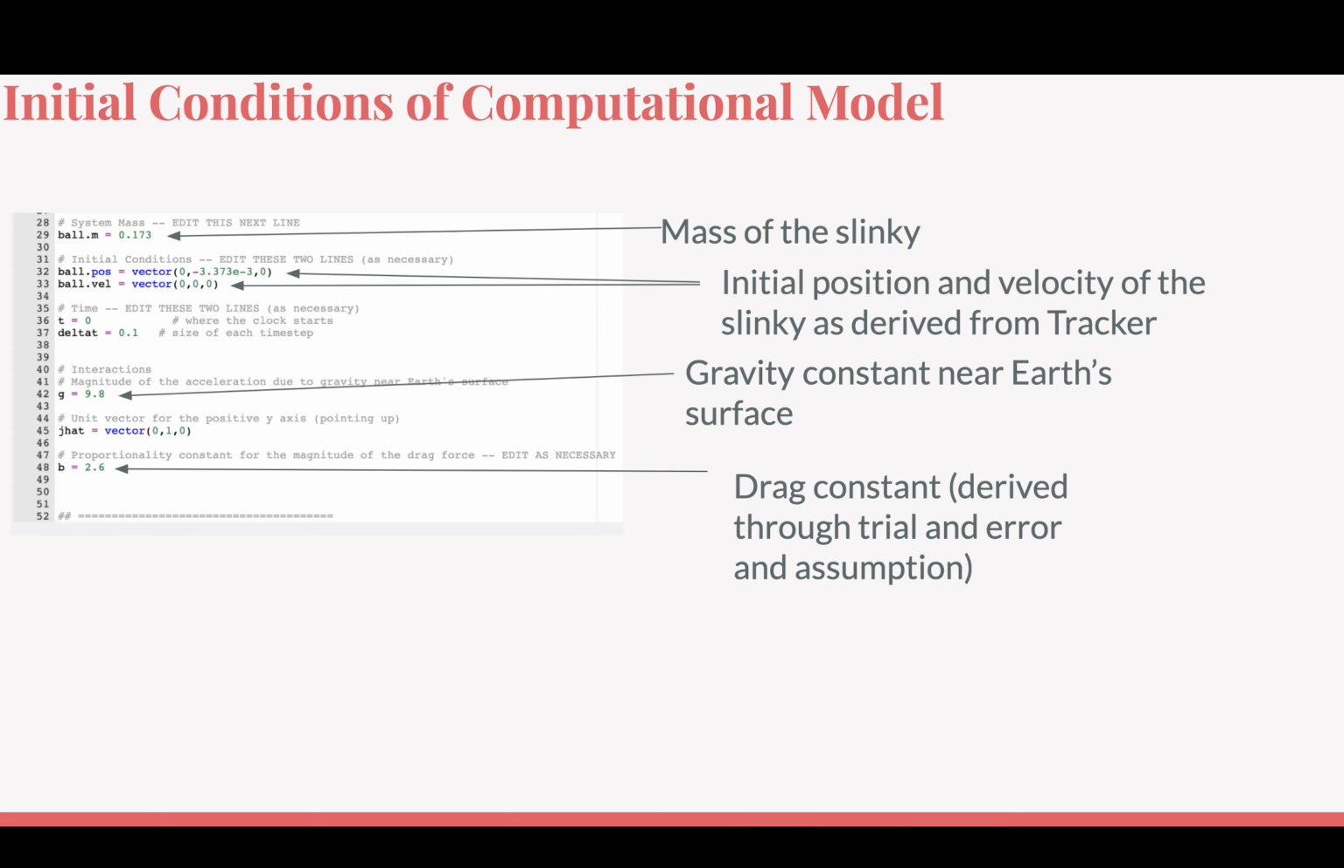As always, there are initial conditions in the iterations of the computational model. As for the initial conditions, it was pretty standard compared to the other labs. I inputted the mass of the slinky. I inputted the initial position and velocity of the slinky as derived from Tracker, although it's important to note the initial velocity is 0 because the slinky was released from rest. I inputted the gravity constant near Earth's surface and the drag constant. Like other labs before, the drag constant had to be calculated through trial and error, testing values until the final position of the slinky matched that on Tracker. So there could be some discrepancies between that and the code, but that will be discussed later.